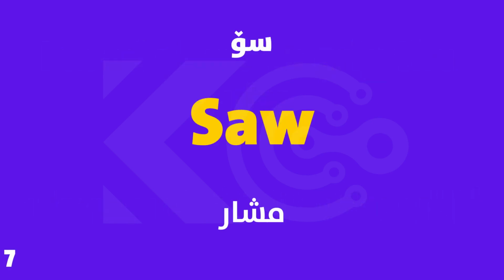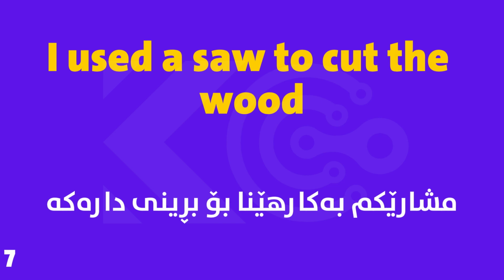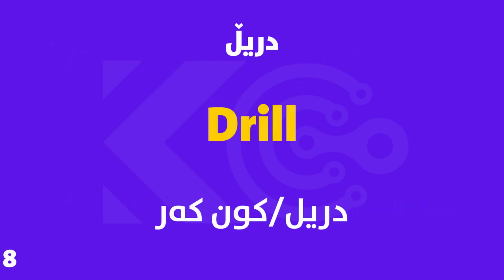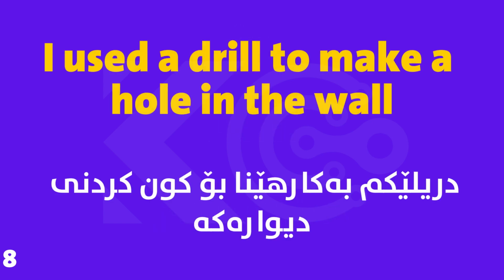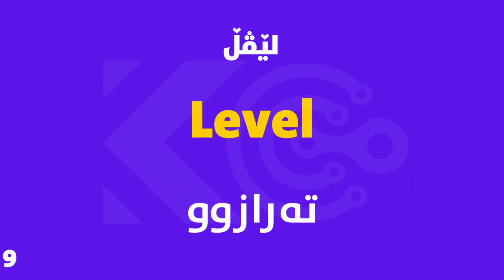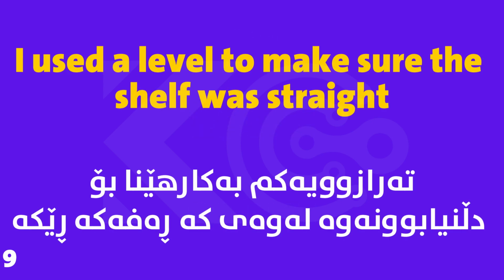Saw. I used a saw to cut the wood. Drill. I used a drill to make a hole in the wall. Level. I used a level to make sure the shelf was straight.